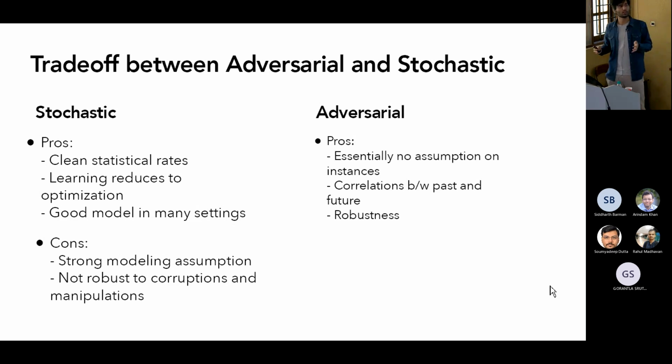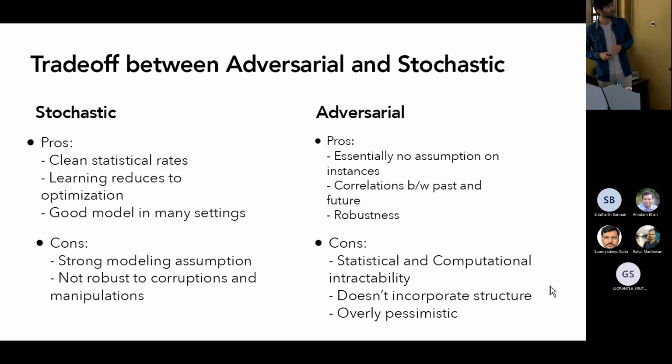The adversarial setting is great for whenever you had the stochastic setting, which is that you are making essentially no assumption on data, and you're capturing correlations between the past and the future, which is somehow important for sequential decision making. And it's by definition robust to adversarial corruptions because you're making no assumptions on the adversary. But unfortunately, both statistically and computationally, you can't get any guarantees in this setting, and by default, at least, it does not incorporate structure about the data, and in some sense, it's overly pessimistic.